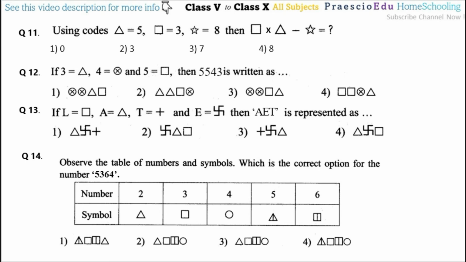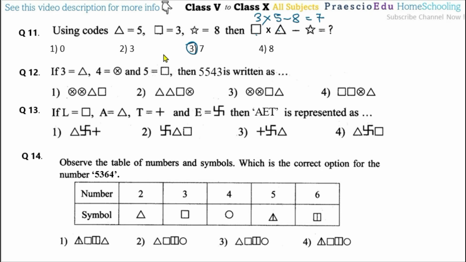Question number 11. Using the code, triangle is equal to 5, square is equal to 3, and this star shape symbol is equal to 8. Then this square means 3 multiplied by this triangle means 5, minus 8, is equal to how much? So 3 multiplied by 5 is 15, minus 8 is 7, and 7 is given in option number 3.